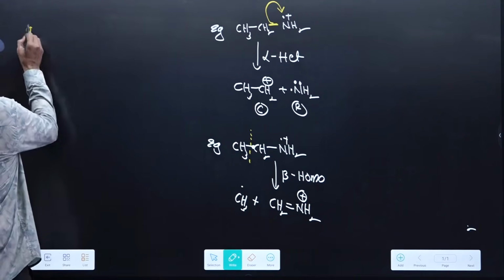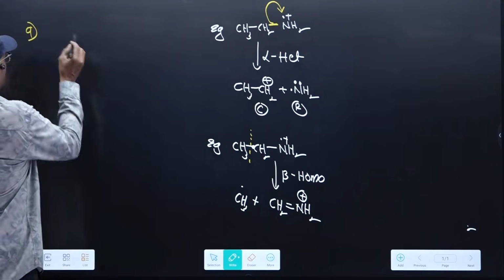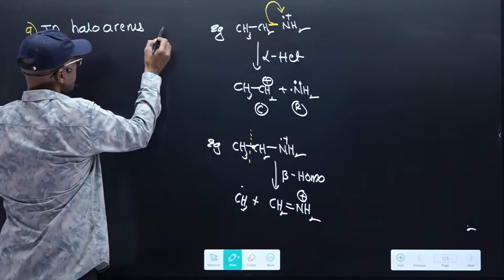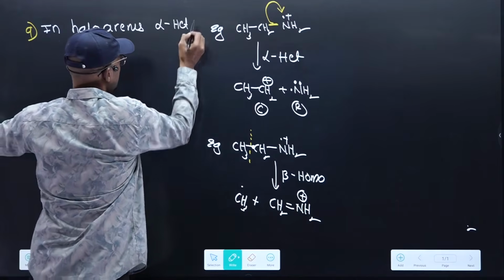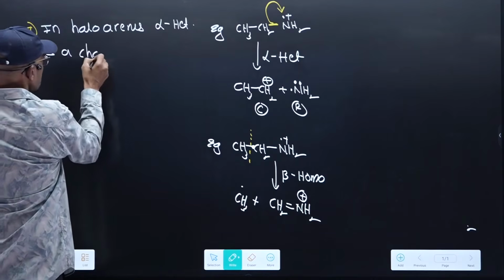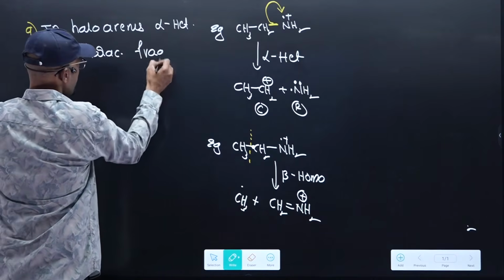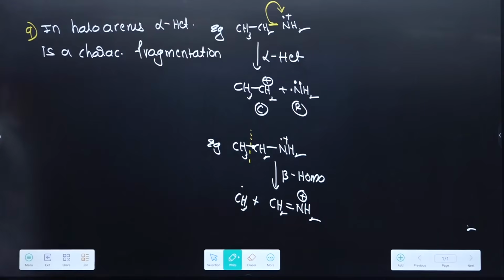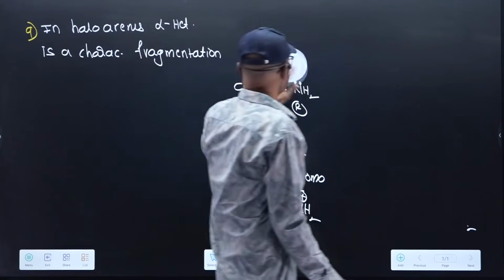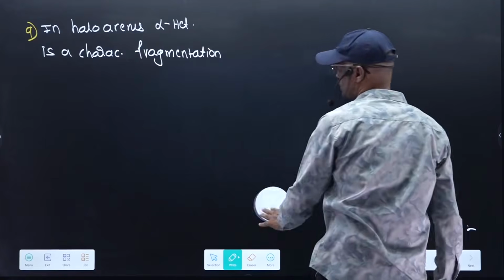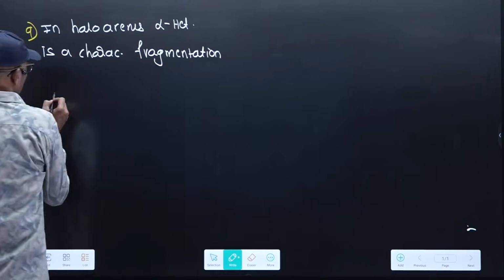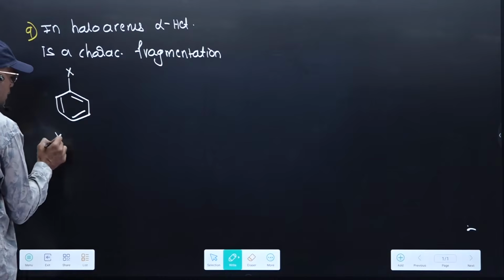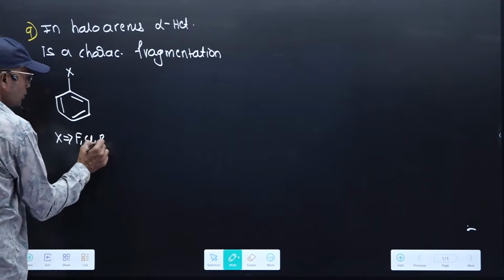Okay, so this is the next one. If I take any haloarenes, in haloarenes alpha cleavage is a characteristic fragmentation. Alpha cleavage is a characteristic fragmentation. Haloarenes. Can you give an example of a haloarene? What is the meaning of haloarene? Chlorobenzene, bromobenzene. This is X. X is nothing but fluorine, chlorine, bromine, iodine.